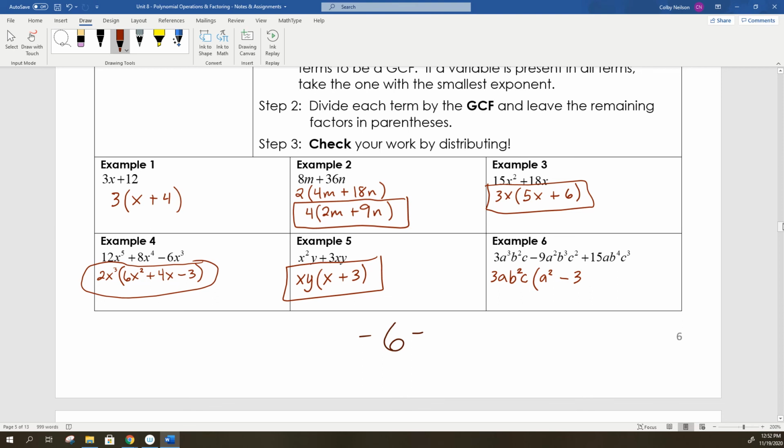A squared divided by a would be a, right? B cubed divided by b squared leaves me b to the 1st. And c squared divided by c leaves me c to the 1st. Okay? Plus, now 15 divided by 3. That'd be 5. And now we have a divided by a reduces to 1. B to the 4th divided by b squared leaves me b squared. C to the 3rd divided by c, c squared. And there it ends.